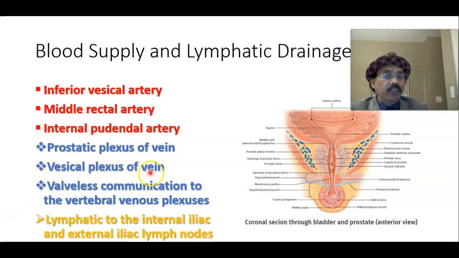We have the venous plexus of veins. We have valveless communication to the vertebral venous plexus. So cancer from the prostate gland may go to the vertebral body by means of valveless venous communication. We have lymphatic drainage mostly to the internal iliac lymph nodes, partly to the external iliac lymph nodes.